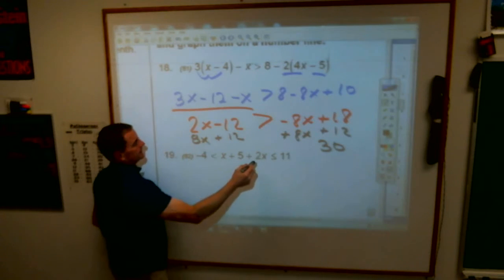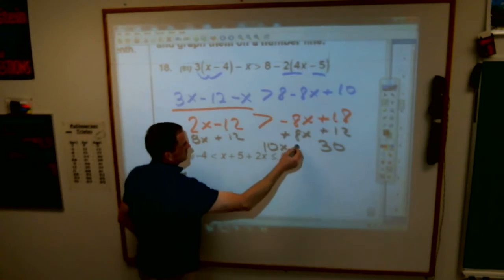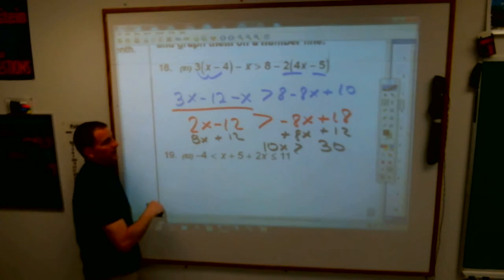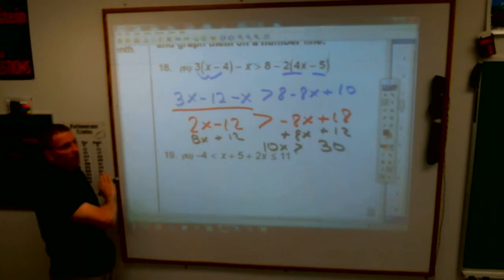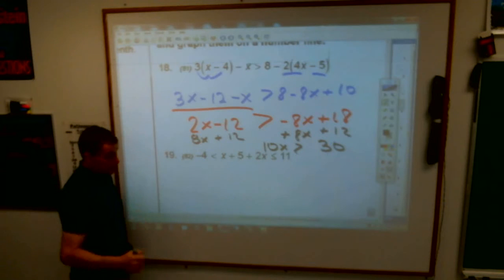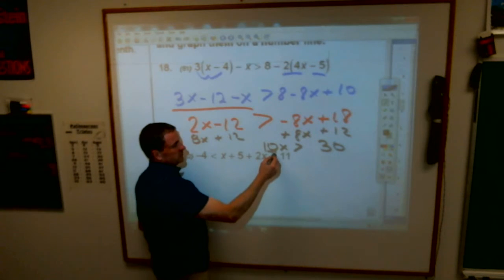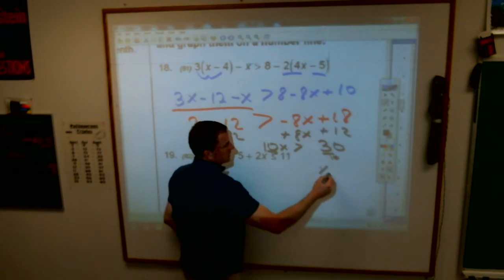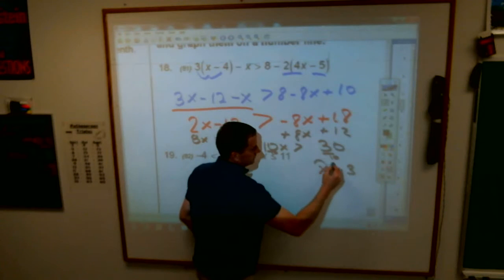No, it does not. It only changes when you multiply or divide. You can add and subtract stuff all day long across, and it doesn't change the sign. And then your last thing is divide by 10, so x is greater than 3.